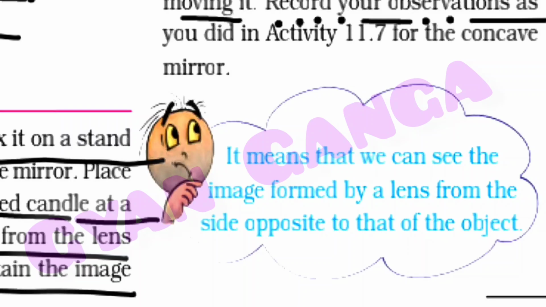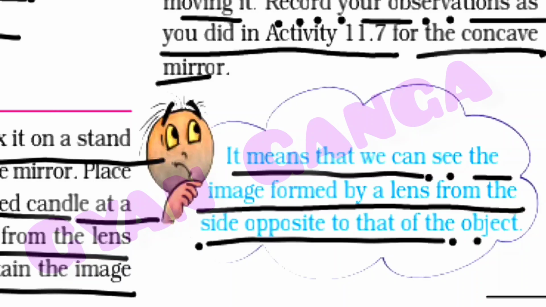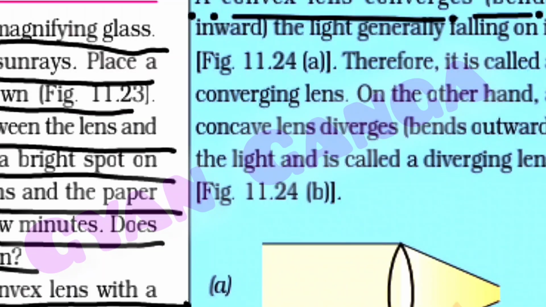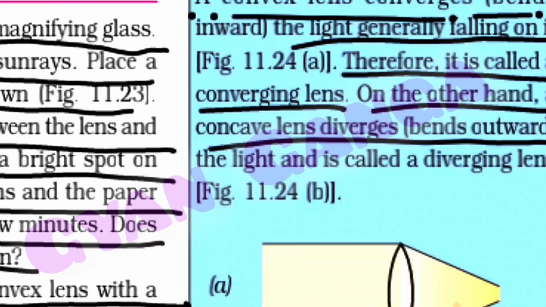Record your observation as you did in Activity 11.7 for a concave mirror. It means that we have seen the image formed by the lens from the side opposite to that of the object. A convex lens converges, bending inward the light that generally falls on it. Therefore, it is called a converging lens. On the other hand, a concave lens diverges, bending the light outward, and is called a diverging lens.